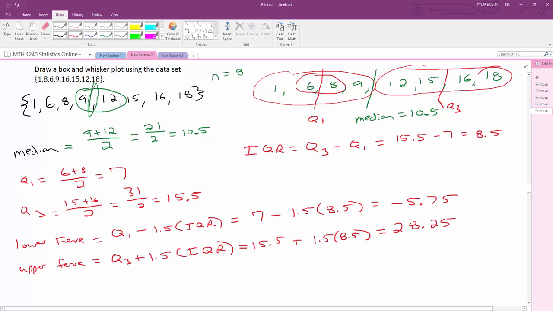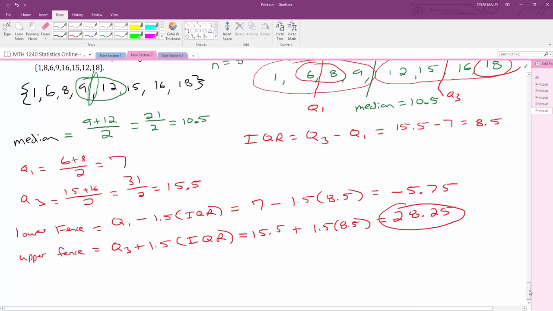So here my max is 18, so I don't have anything to the right of this upper fence, so I'm good, right? All of my data is within the lower fence and upper fence, so I do not have any outliers, right?